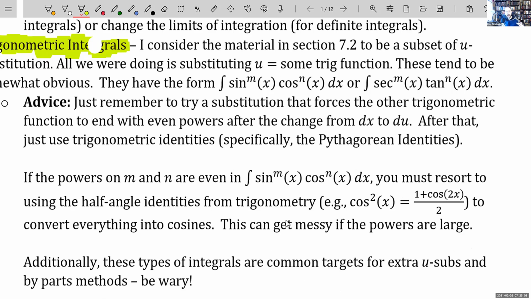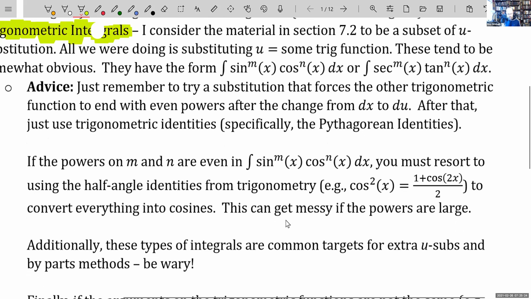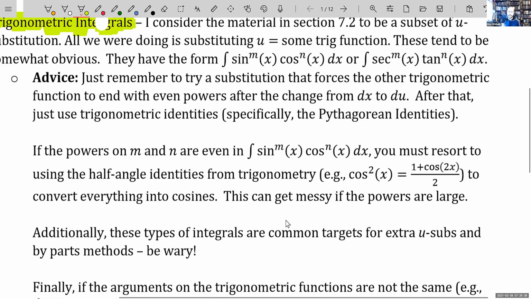Now, again, everything I'm saying is a rule of thumb. It's very breakable. That's why integration is considered a very heuristic method, which means that it just takes a lot of practice to figure out the best tactics. Anyhow, once you get to even powers, then you just use trigonometric Pythagorean identities.